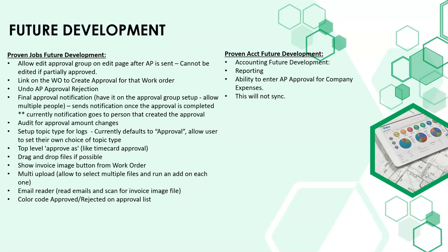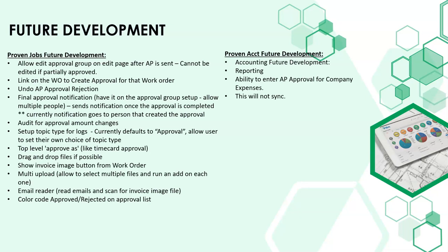We're going to create the drag and drop ability into the upload screen. We're going to show the invoice image button from the actual work order itself within the job. We're going to allow multiple uploads to one approval file. We are currently in the process of creating an email reader, which will read emails and scan for invoice image file and then create tasks to do in a queue.